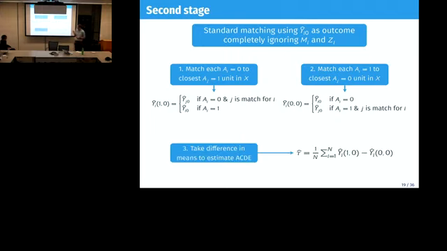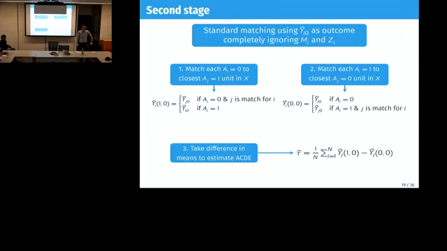Once I've done that, for every unit I'll have an imputed value of the potential outcome under treatment and m equals 0, and under control and m equals 0. And I can just take the sample difference in means between these two, the standard difference in means, to get an estimate of the control archetype.